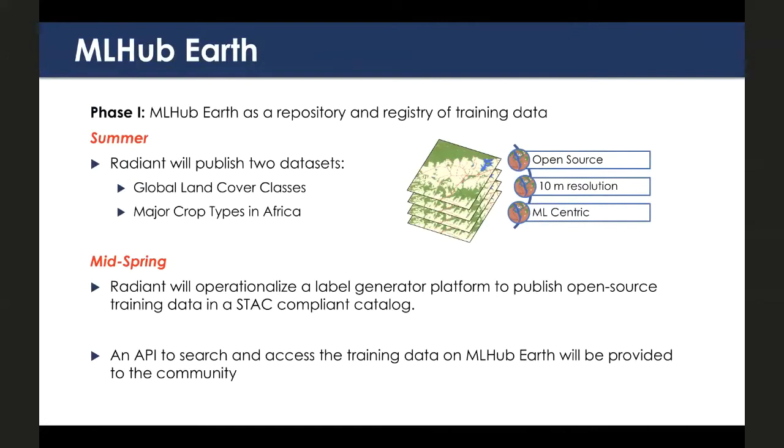Mid-springtime, which is about a month from now, we will also operationalize a label generator dashboard, which will help users go to our platform, which I mentioned, app.radiant.earth, annotate their imagery, and then come to this dashboard, validate those if it's a crowdsourcing effort, for example, and then automatically publish them as a Stack catalog in MLHub. And also an API that would let you search against all of the existing training data on MLHub. All of these are open source. It's toward the end of the development.